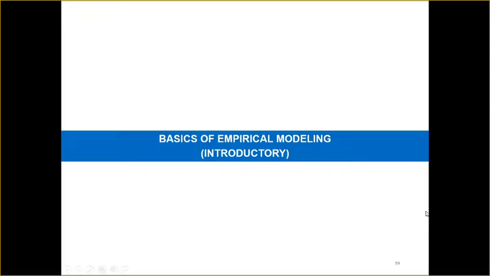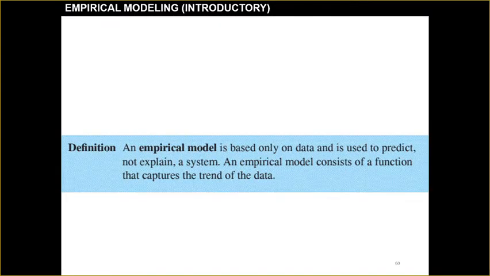Our next discussion: after discussing the model development using the theoretical model, based on the conservation of energy, mass, and component balance theory, now it is time to develop the model using the data, the empirical model. So what do you understand by empirical modeling?